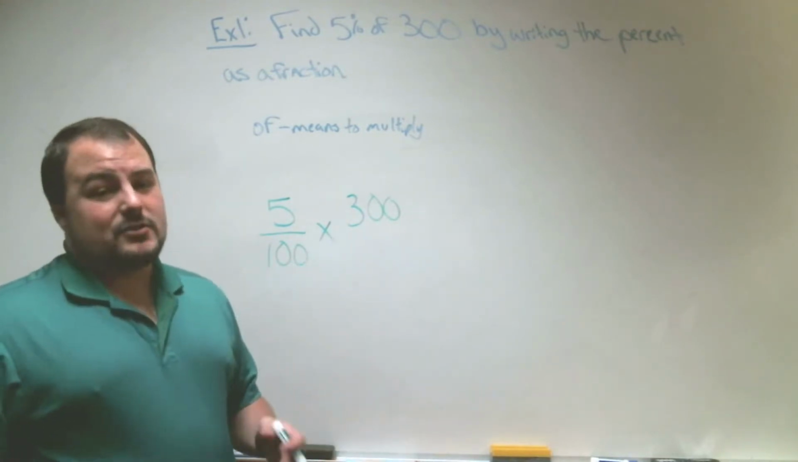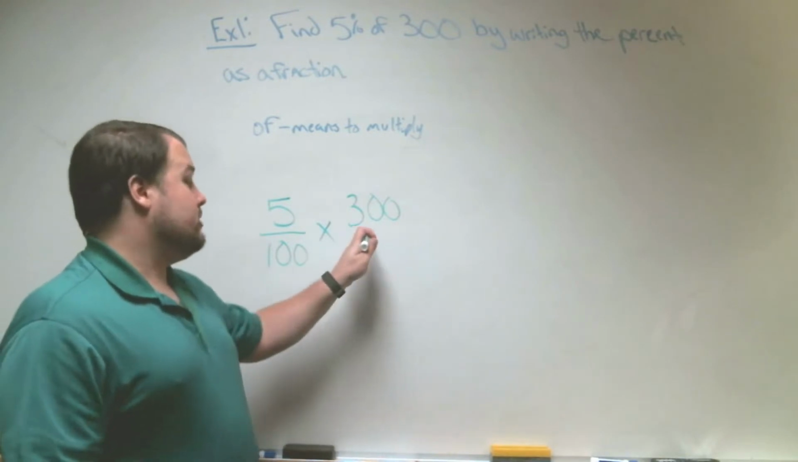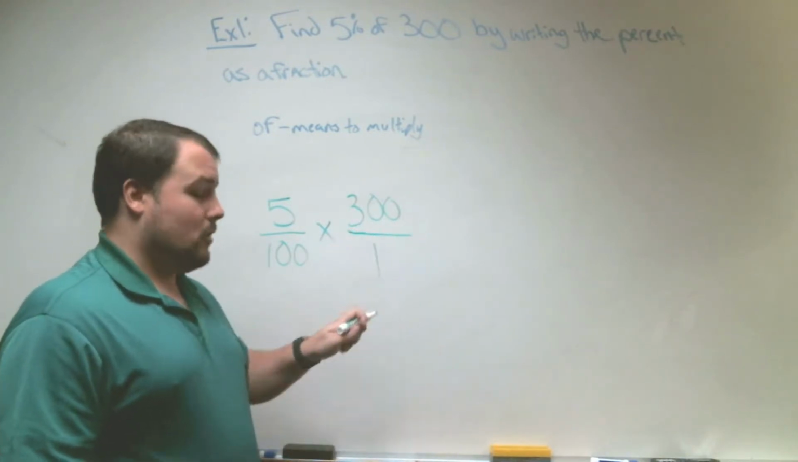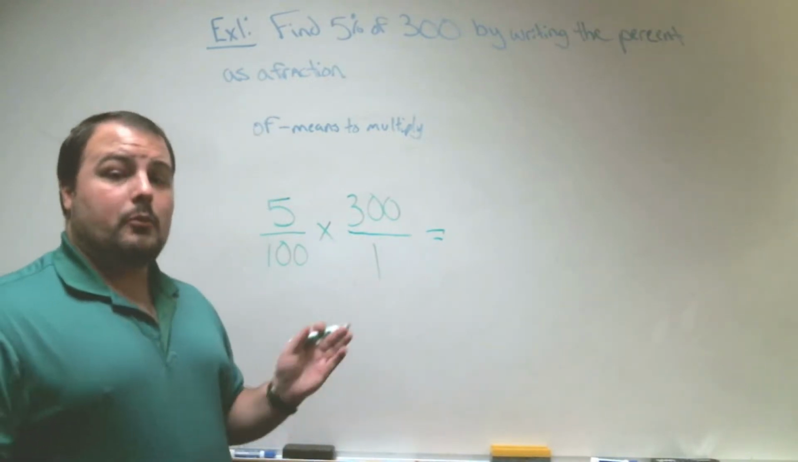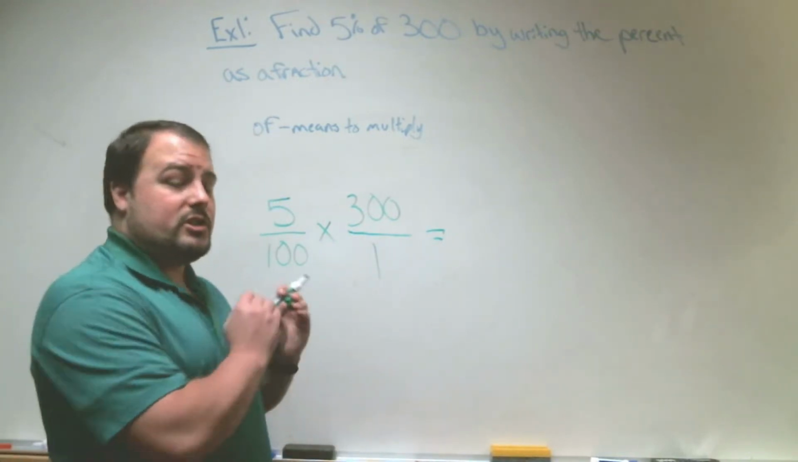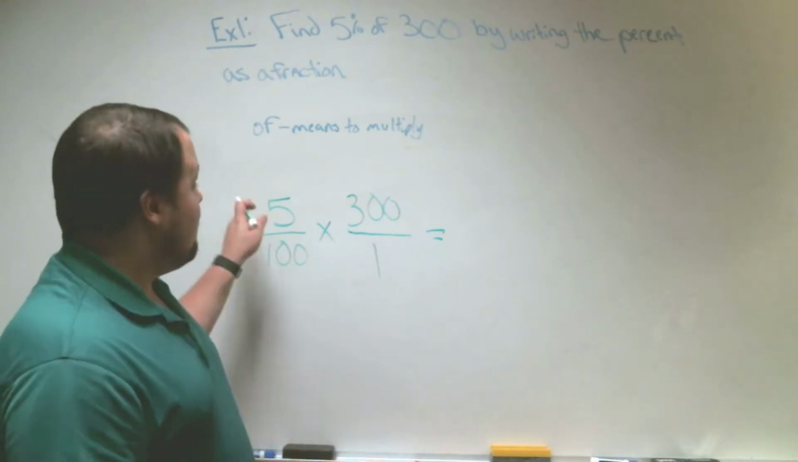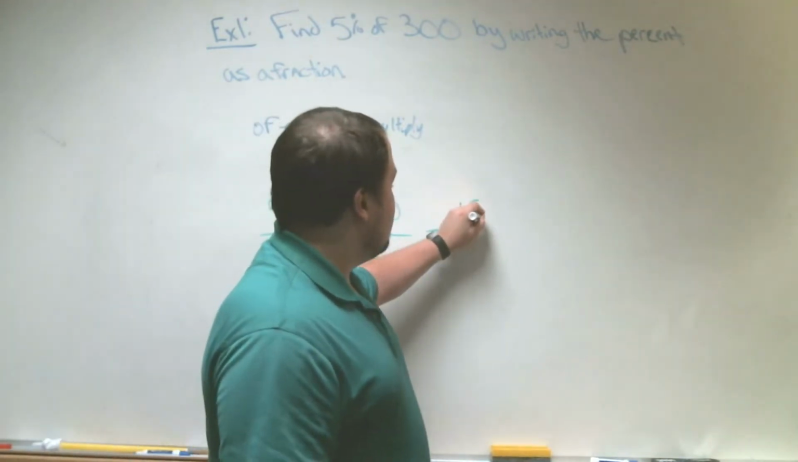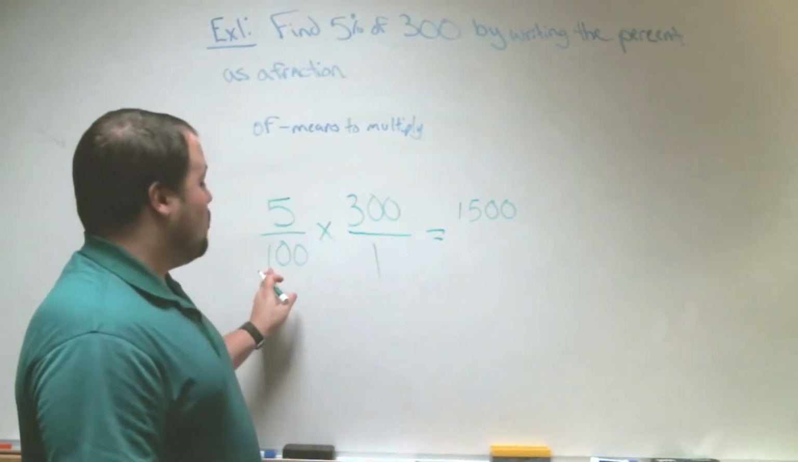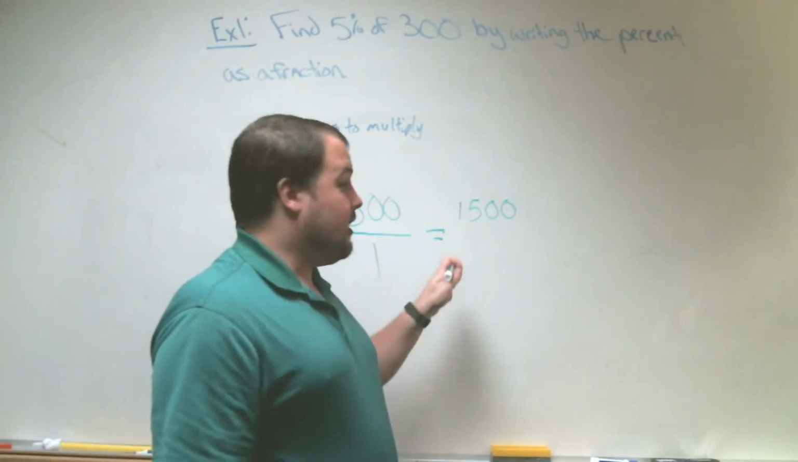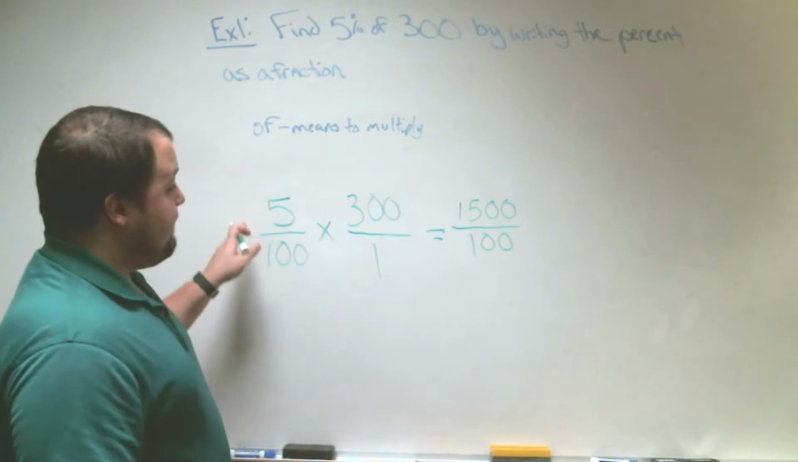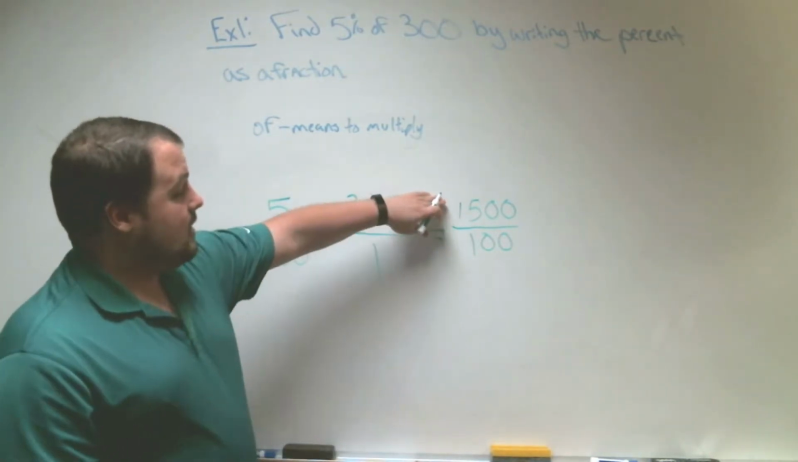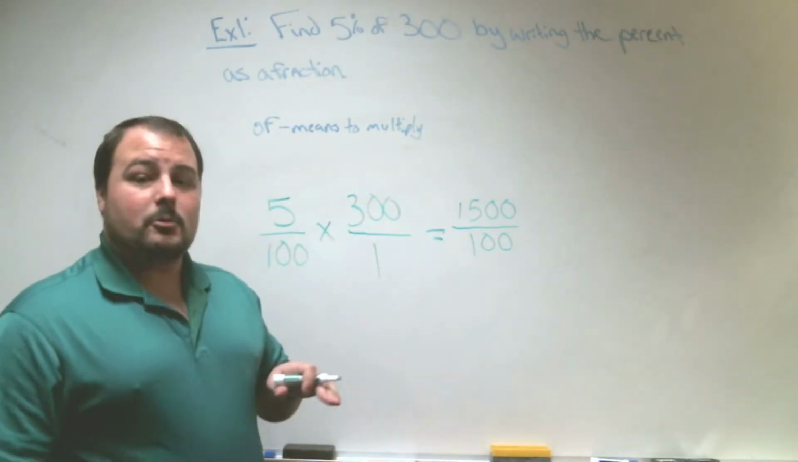But if we want to make this work really well, we want to put 300 over 1. And this means we have a fraction times a fraction. And whenever we have a fraction times a fraction, we just multiply straight across. 5 times 300, that's 1,500. 100 times 1, that's 100. So, 5% of 300 is really 1,500 divided by 100.